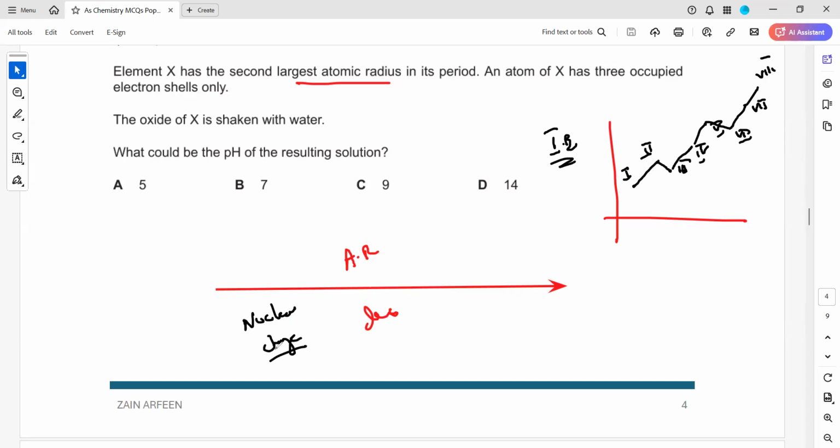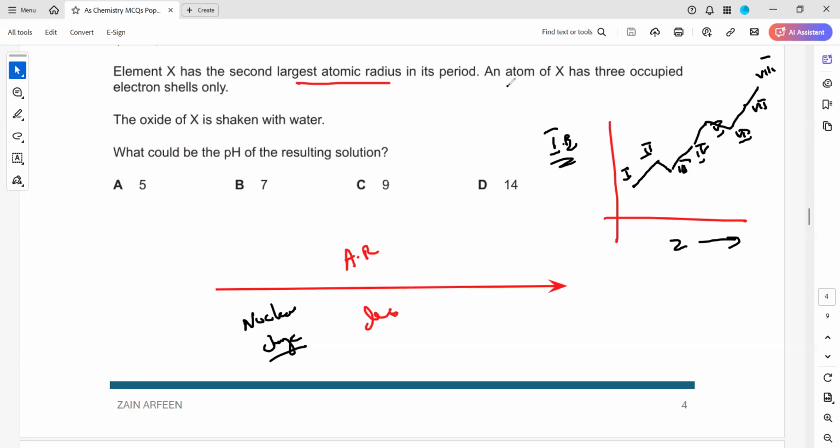For the same shielding effect, there is greater nuclear charge, like 1 proton, 2 protons, 3 protons, and so on. So as the number of protons increases, the size will decrease. The graph I plotted here is for ionization energy and atomic number. If the ionization energy is higher, the atomic radius is smaller. I'm relating them together: when we move across, the size will decrease because ionization energy gets higher.